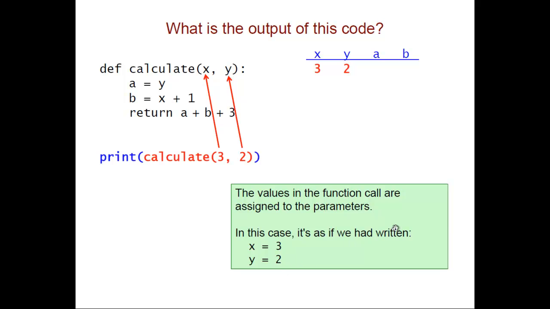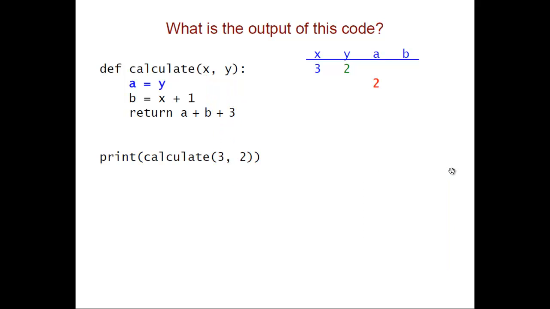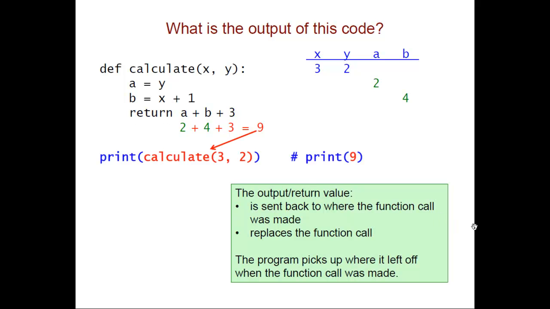Then we jump to that function and we begin executing it. We say take the value of y and assign it to a. So a's value is 2. I'm putting that in my table to keep track of that. Then we take the current value of x, add 1. That gives us 4, and we assign it to b. And then finally we return the result of this expression. We first need to actually do that evaluation. So a gets replaced by its value, b gets replaced by its value, and then we add 3 to give us 9. And then that return value is sent back to where the function call was made.